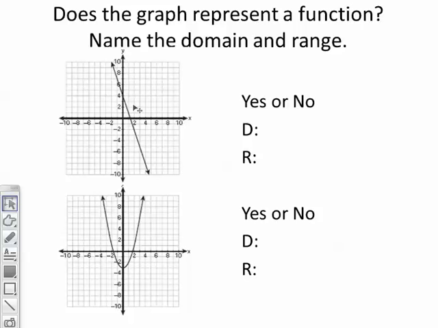Okay? So, how about this graph here? Is that one a function? I see my vertical line would never touch it in more than one place. I would say that yes, this one is a function. Okay? How about the domain on this one?